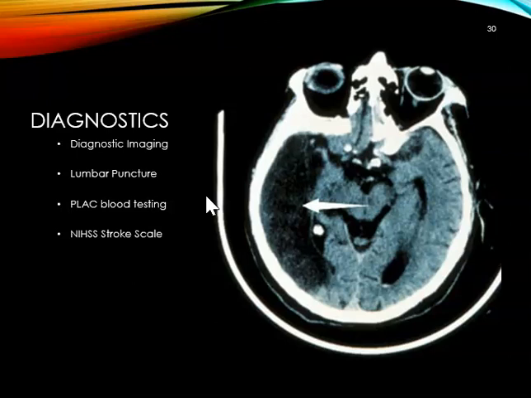So a CT must be done first due to time factors for TPA, and that should be done in about 20 minutes is what Methodist shoots for. So Unity Point shoots for about 20 minutes. They could also do an MRI, but initially in that first phase, they're going to be doing a CT. A lumbar puncture, that's to obtain cerebral spinal fluid. And with an ischemic stroke, they may elevate CSF pressure, and a hemorrhagic stroke may be seen in CSF.